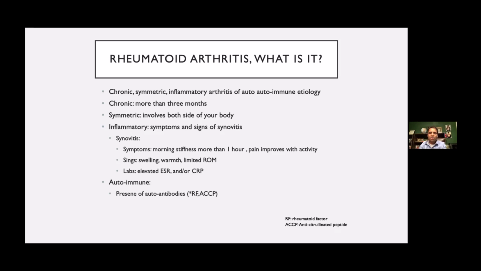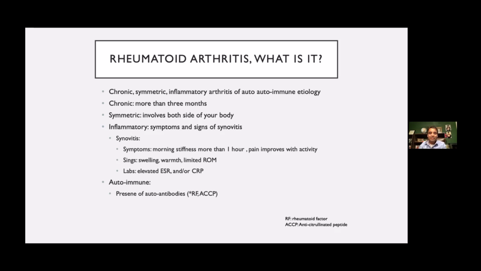Some of the other common differential diagnoses we also think of are psoriatic arthritis, spondyloarthritis, reactive arthritis, and even viral arthritis. Those are some of the other common differential diagnoses. We'll focus more on rheumatoid arthritis today. So by definition, it is a chronic, symmetric, inflammatory arthritis of autoimmune etiology. We'll go over all of those points in further detail.